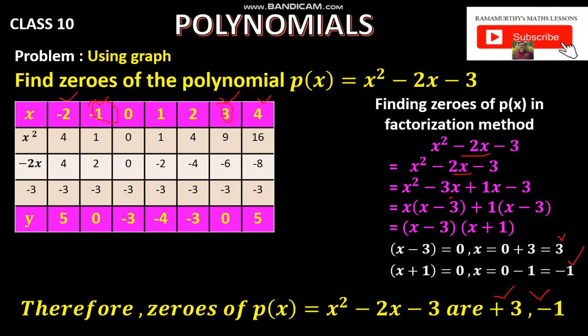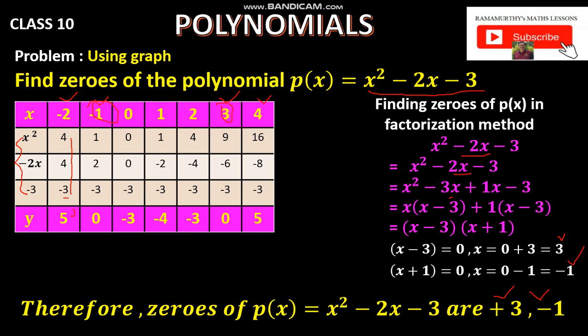Find values by substituting x as negative 2. Suppose we put x equals negative 2 in this polynomial. Negative 2 whole square equals positive 4, negative 2 into negative 2 equals 4, and this is negative 3. Summing up all three numbers, we get 5. So when x equals negative 2, the value of y equals 5. Y is nothing but x square minus 2x minus 3.